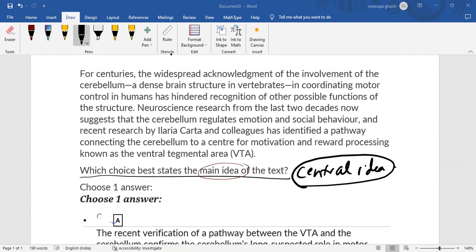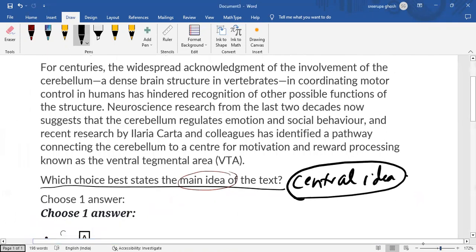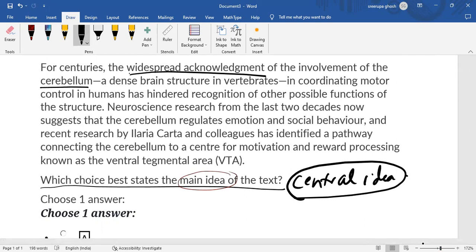If you have to find the main idea from this text, then ideally you have to work on every sentence, the idea provided by every sentence. You not only have to find out what every sentence talks about, you also have to make the connections, connecting one idea with the next one. The first sentence says, for centuries, the widespread acknowledgement of the involvement of the cerebellum, a dense brain structure in vertebrates and coordinating motor control in humans, has hindered recognition for other possible functions. What is the idea that we are getting from the first sentence of the text?